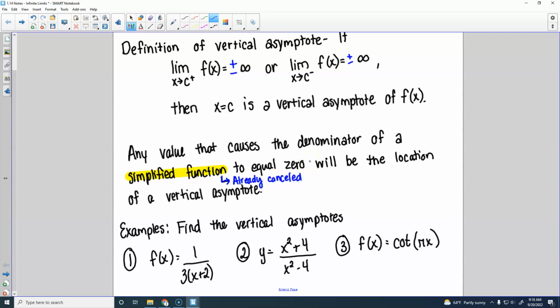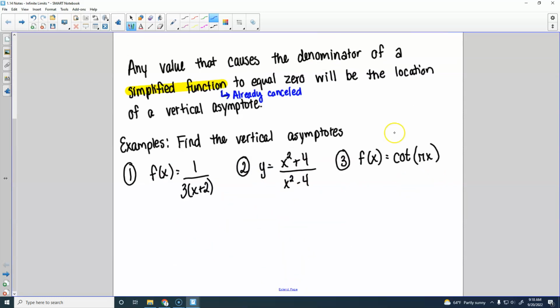Because what happens when we have factors that we can cancel on top and bottom? What kind of discontinuity do we have there? Yeah, if it does cancel, what do we have there? Removable. We've got a removable discontinuity or a hole in the graph. But after we've already canceled, if we still have a 0 in the denominator, that is where we have a vertical asymptote. So we've talked about this before.